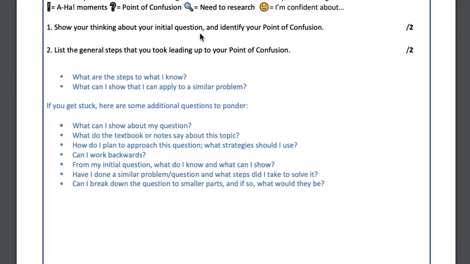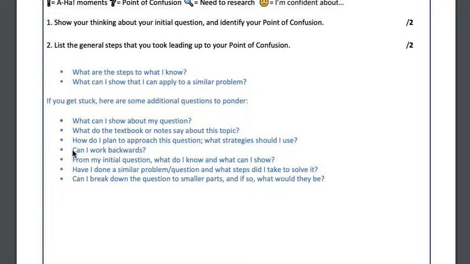Then I need you to show me the general steps that you know how to take. So maybe you know how to get to a certain point in the math equation, or you know how to do the first part of your English essay, but there's somewhere you're getting confused. Tell me what you have done so far before the confusion sets in.